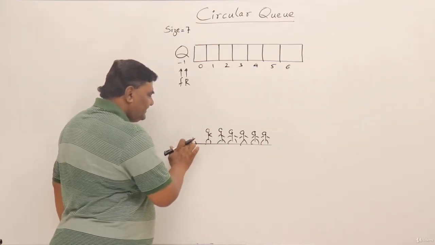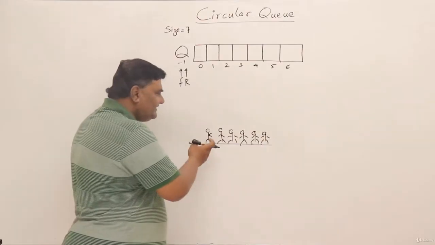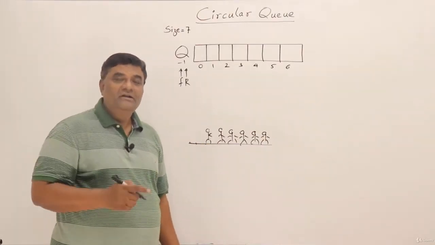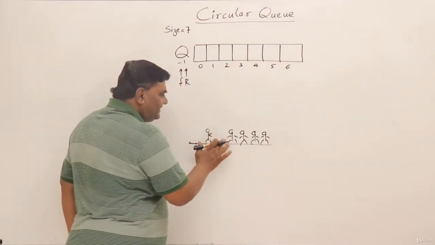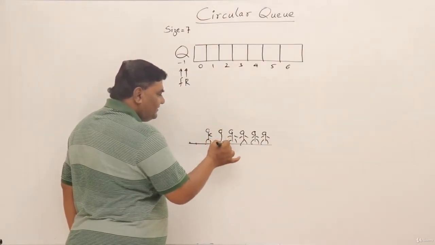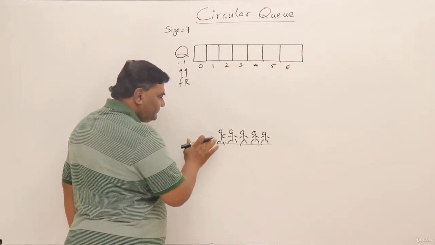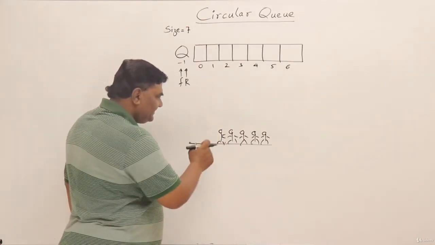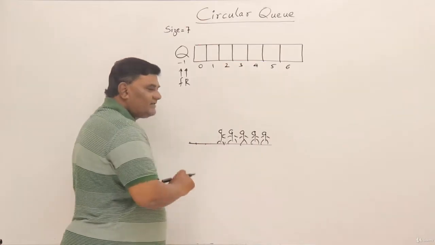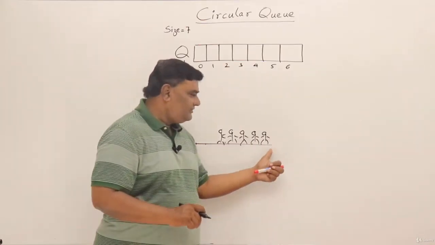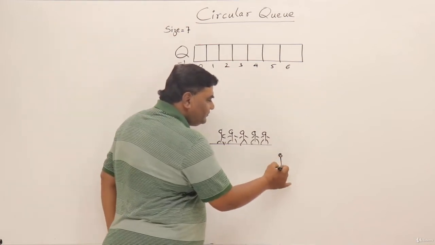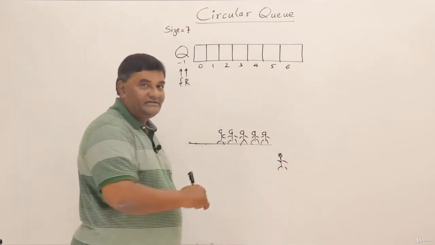In this way, only one step will be taken and the deletion of a person will be done in constant time. Now if one more person is going out, then again he will move just one step. This person is moving. So in this method, we are getting a lot of free space here, and this space is full. There is no space for a new person. So if a new person wants to join the queue, he cannot join.